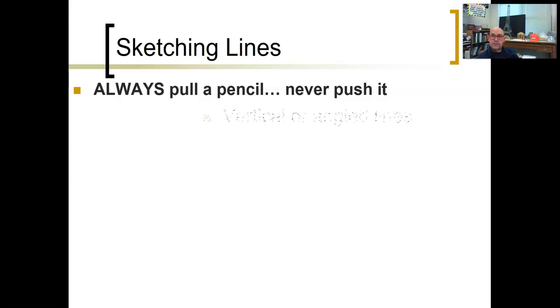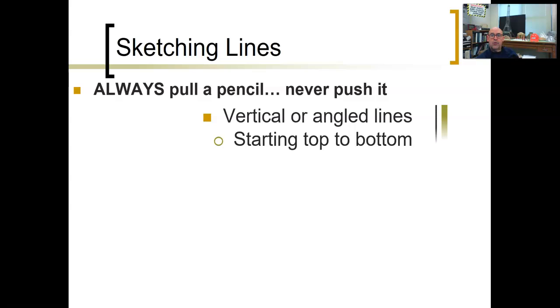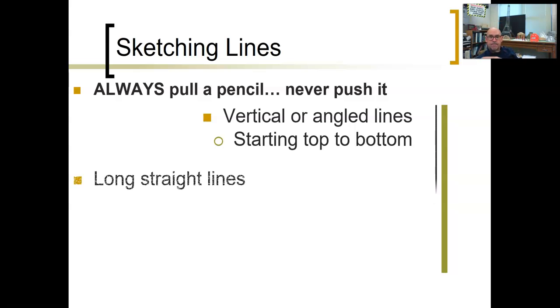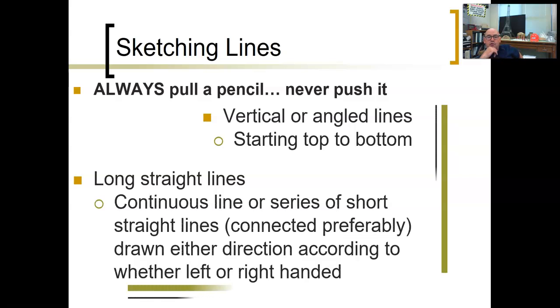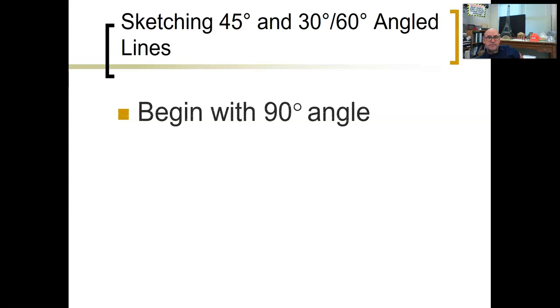It's okay, okay? Vertical or angled lines, we're going to start at the top and go to the bottom, okay? If it's angled, we're going to start at the top of the angled line and go to the bottom of the angled line. If it's vertical, we're going to start at the top and come down. To keep a long straight line, I like drawing a continuous line, one solid line. Now, some people will use a series of shorter straight dashes, but now you need to connect them. Okay, that's going to be important. And of course, you can go in either direction, up, down, left, or right. It doesn't matter if you're right-handed or left-handed.